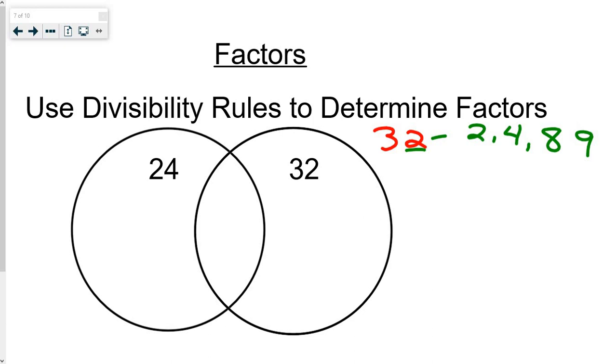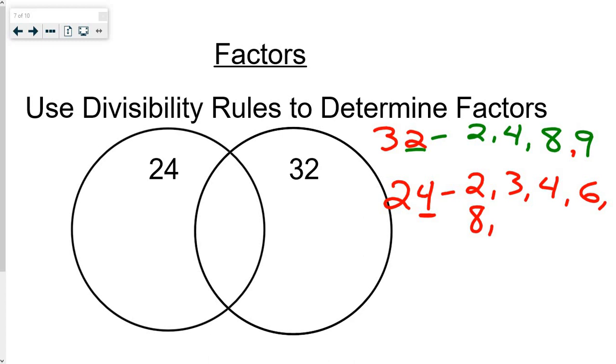So we're going to go and break down 24 now. 24 is divisible by 2. It's divisible by 3. It's divisible by 4. It's not divisible by 5 because of the 4. We know it's divisible by 6 because of the 2 and the 3. So it's divisible by 6. It is not divisible by 7. It is divisible by 8. It is not divisible by 9.